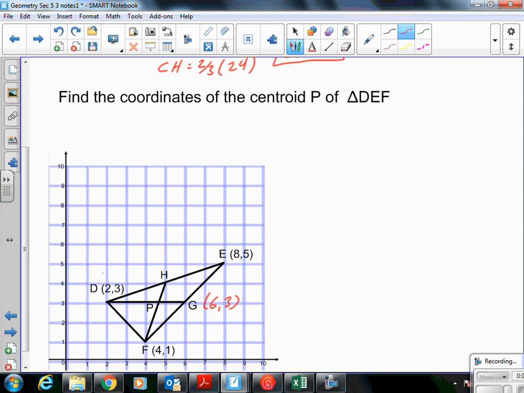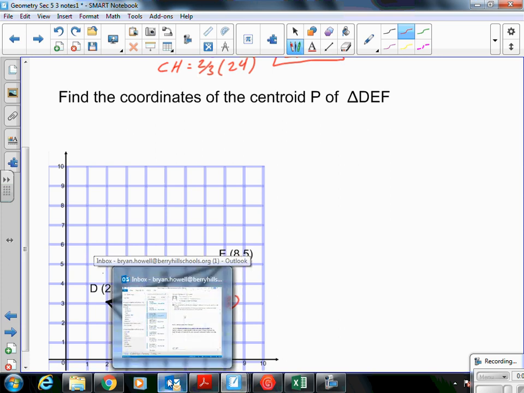Of course, had that not been at a perfect intersection there, since this is a median, then we would have known that point G had to be the midpoint of EF, right? So if it wasn't right here on an intersection, if it was kind of in the middle in between two units, and we didn't know what the exact fraction was, we could have used the midpoint formula: x1 plus x2 divided by 2.